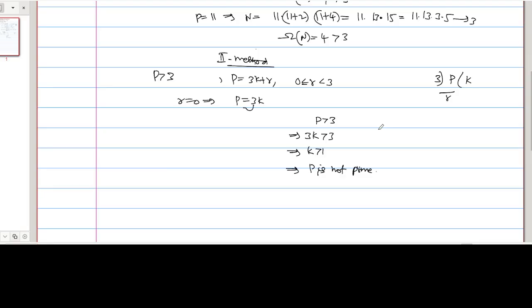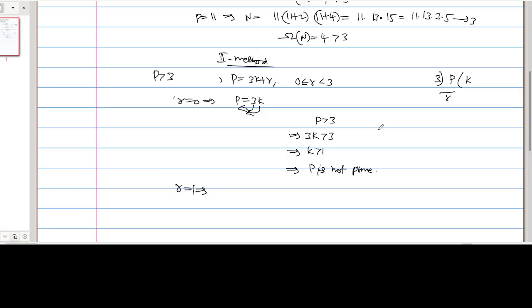Why? Because 3 is a factor of p. Of course k is also a factor of p. So p has other two factors other than p. Therefore p cannot be a prime number, which is a contradiction. Therefore if you take r equal to 0, we get a contradiction. Therefore this case is impossible.